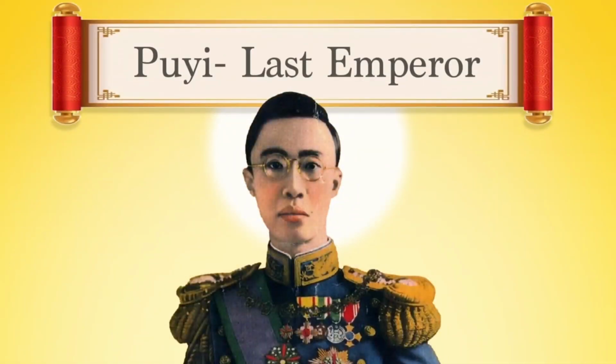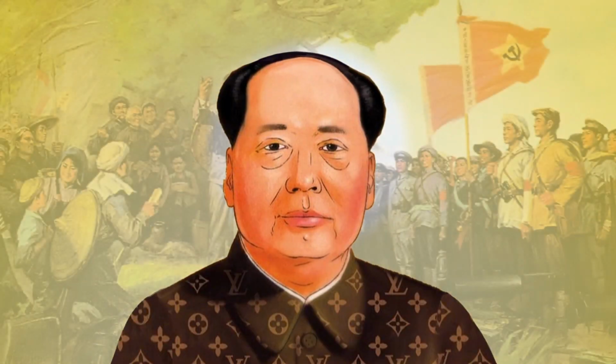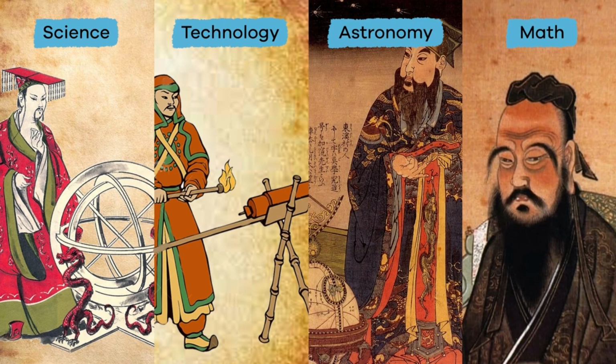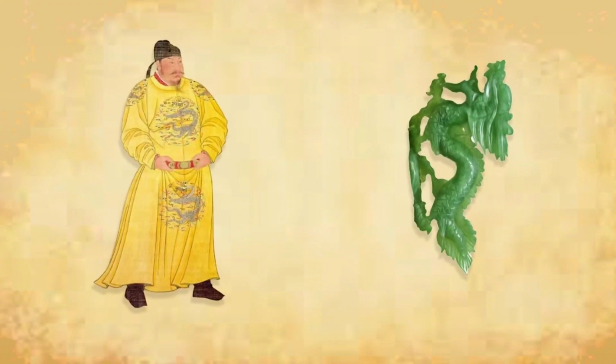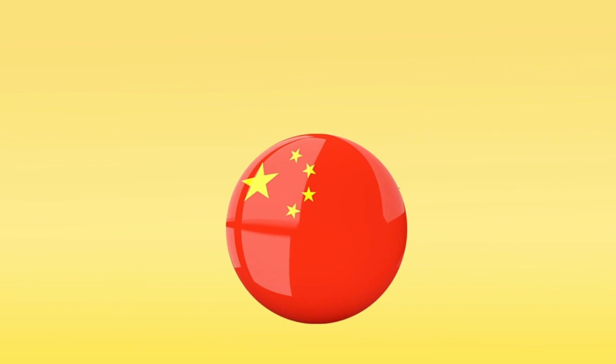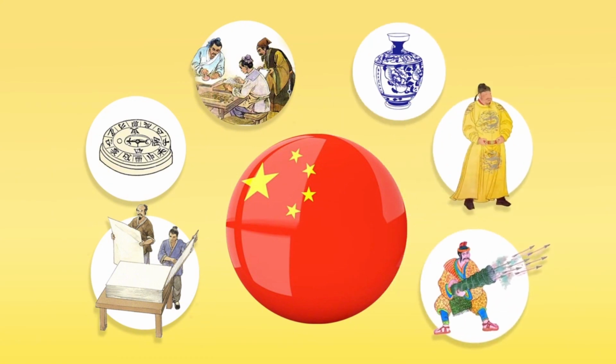The last emperor was overthrown in 1912, and China became a republic. This republic was then overthrown in 1949 by the current communist government following a civil war. For centuries, China was way more advanced than most other countries in the areas of science, technology, astronomy, and math. The Chinese were also the first to use silk, jade, bronze, wood, and paper to create art. Important inventions that were developed in China over time include paper, the magnet compass, printing, porcelain, silk, and gunpowder, among many other things.